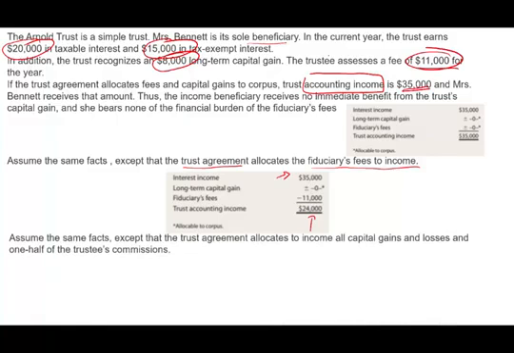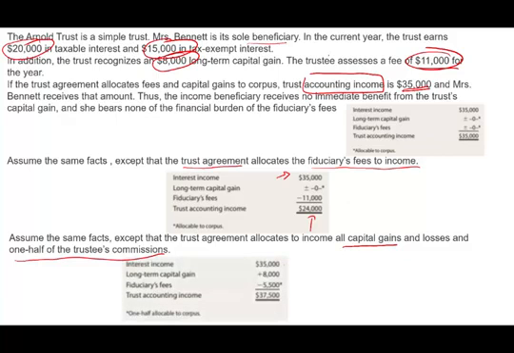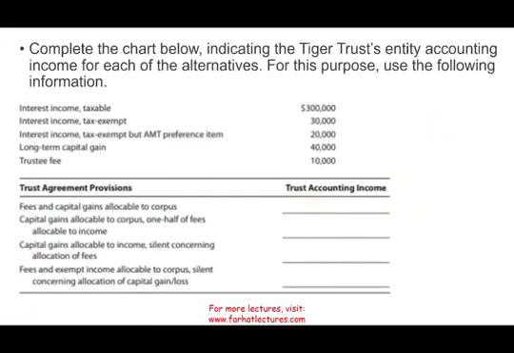Let's change the scenario. Now assume the trust agreement allocates all capital gains and losses and 1/2 of the trustee's commission to income. What is the accounting income? $35,000 for the interest, plus $8,000 of capital gain, minus 1/2 of the fiduciary fees, therefore $37,500. What happened to the remainder of this fee? It goes to the corpus. The corpus is responsible for it. That's the big picture. Let's confirm our knowledge and increase our knowledge.